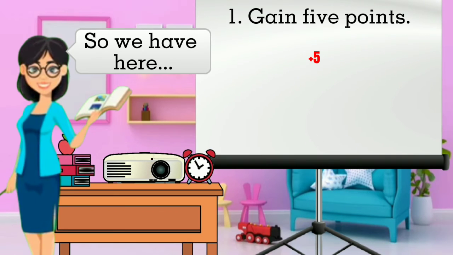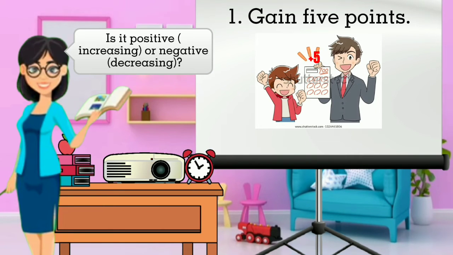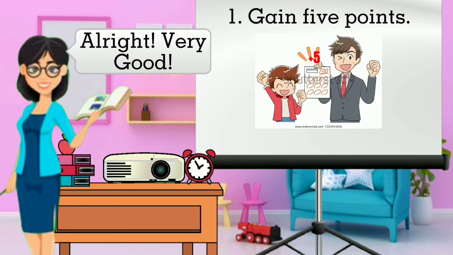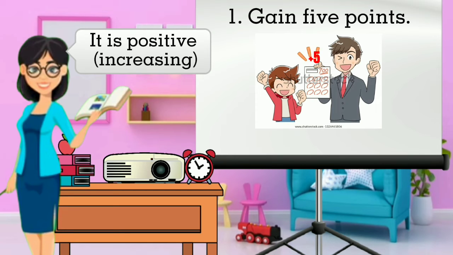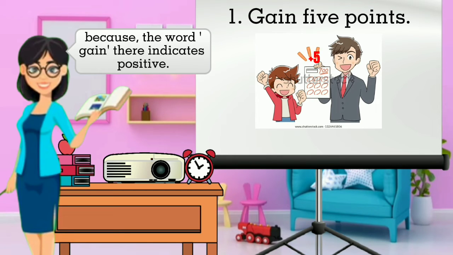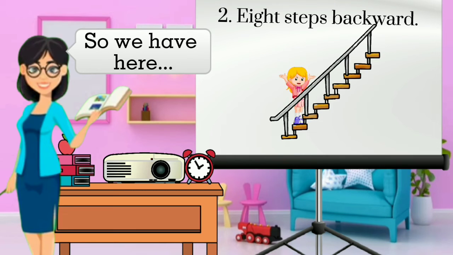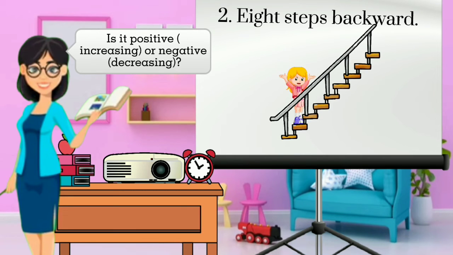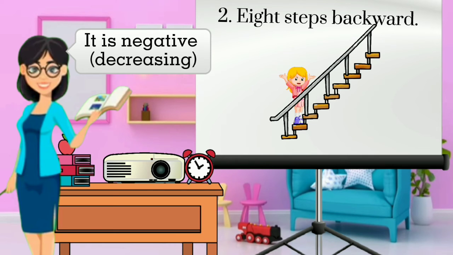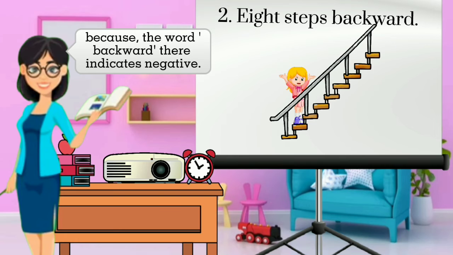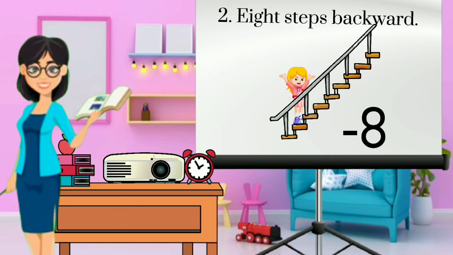So we have here number 1, gain 5 points. Is it positive increasing or negative decreasing? All right, very good. It is positive increasing because the word gain indicates positive. Now we write positive 5 or just 5. Number 2, 8 steps backward. Is it positive increasing or negative decreasing? Very good. It is negative decreasing because the word backward indicates negative. We write negative 8 or minus 8.